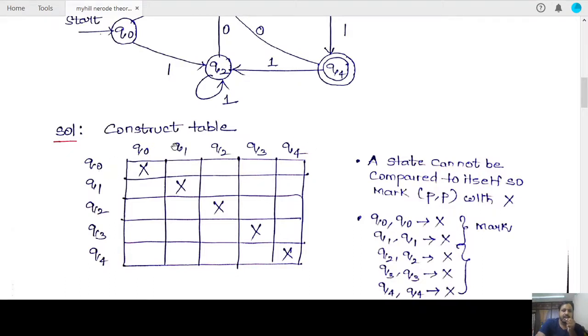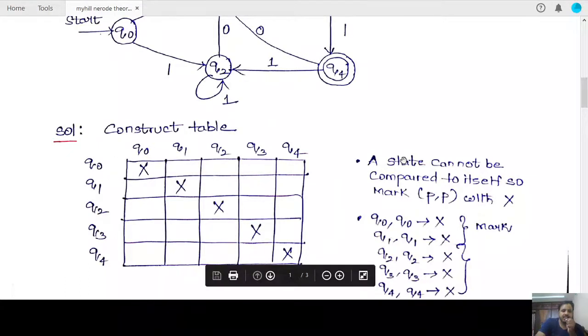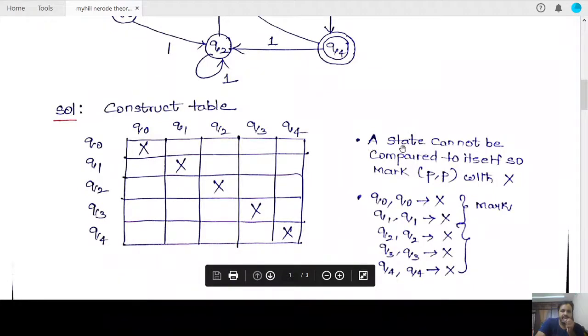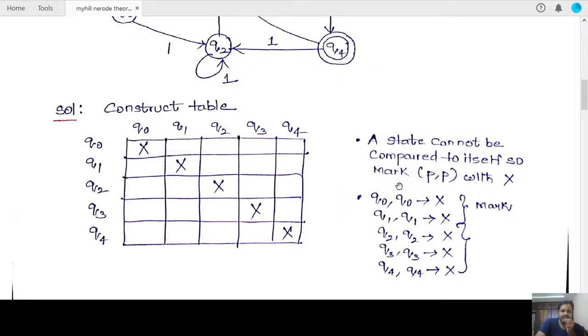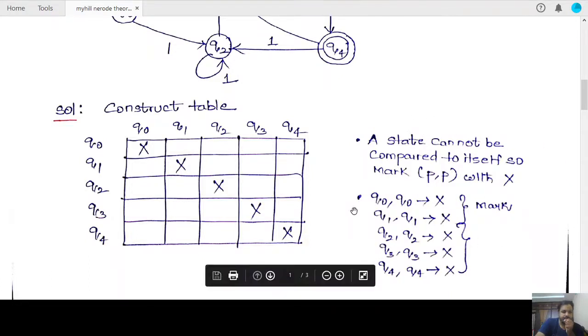The next one, after drawing this table, the first thing you have to do here is that a state cannot be compared to itself. So mark any pair p comma p with x. We are not able to compare the same state with itself, right? So whenever we have a pair like p comma p, that means the same state, we have to mark it with a cross, okay, right? So when I use the word mark, you have to mark it with a cross.